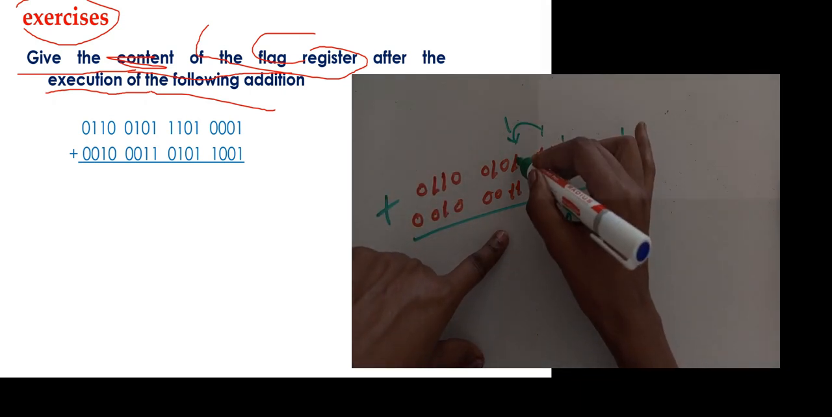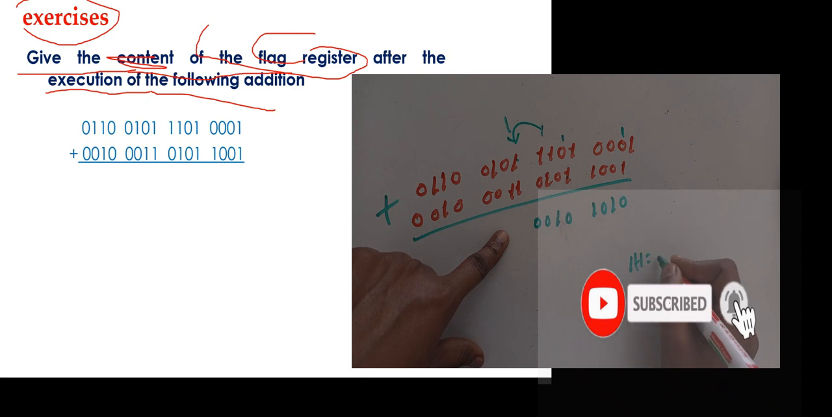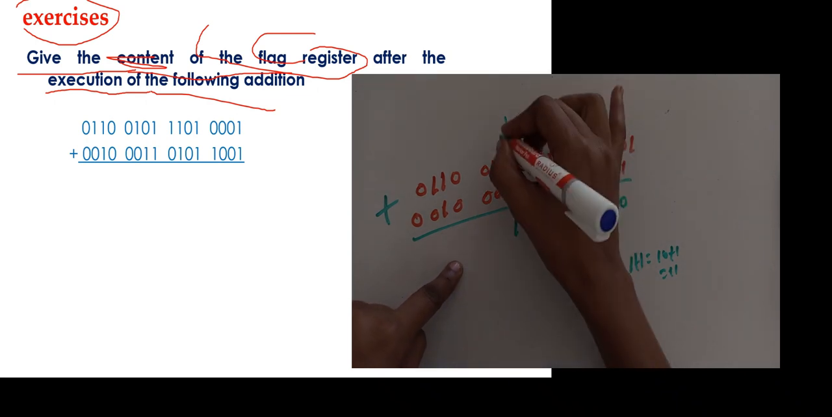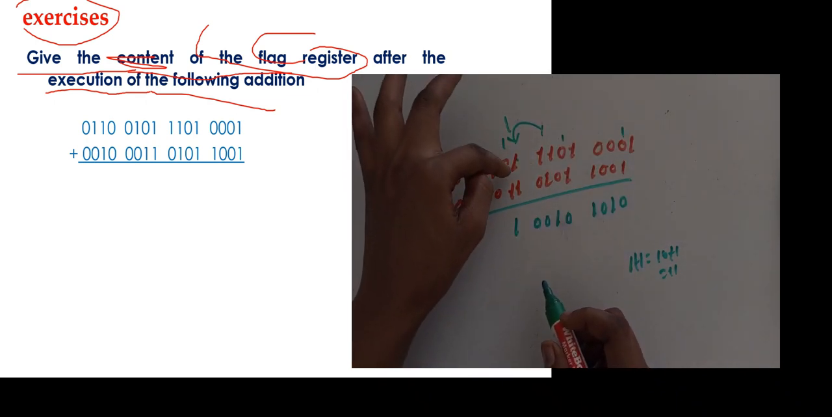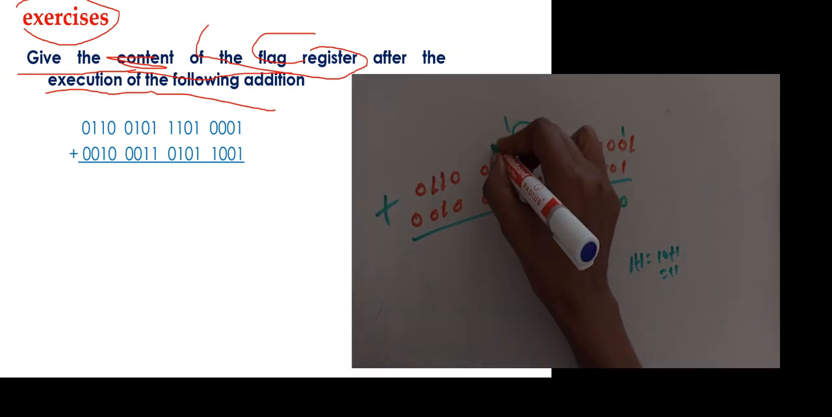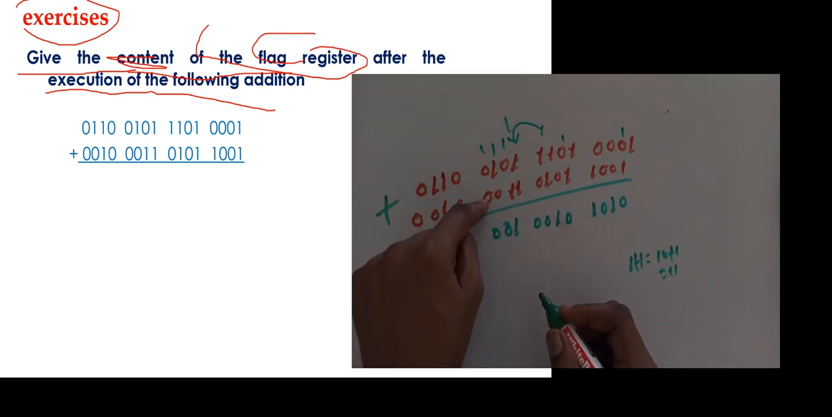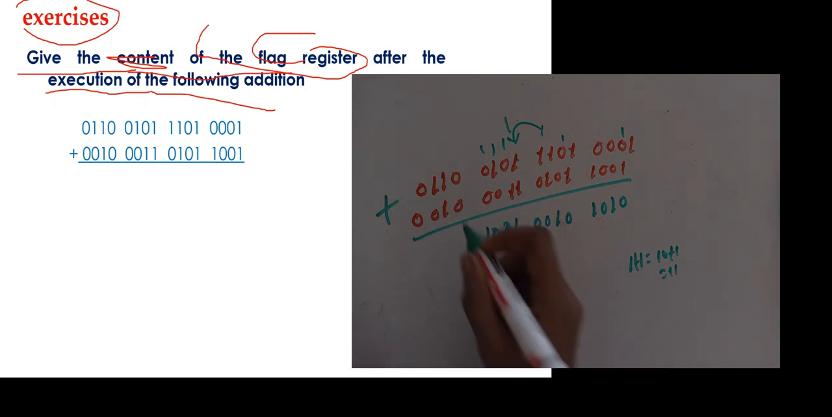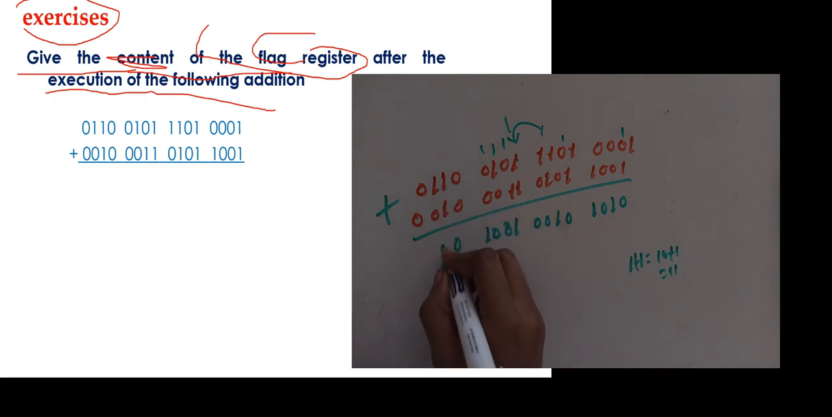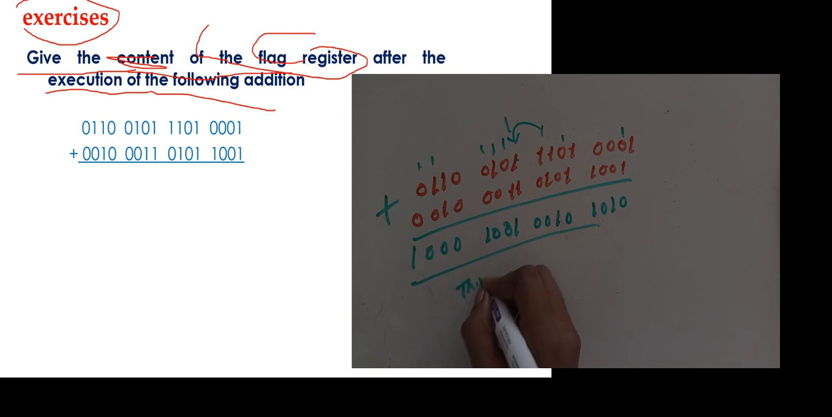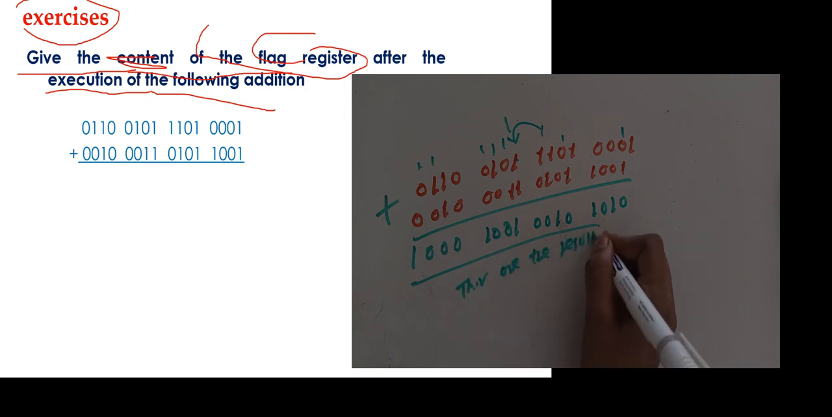So let's add this one. 1 plus 1 is 10, then plus 1 is 11, so 1 carry with 1. Then 1 plus 0 is 1. 1 plus 1 is 0, carry 1. Then 1 plus 1 is 0, carry 1. 1 plus 0 is 1. Then let's add this one. 1 plus 1 is 0, carry 1. 1 plus 1 is 0, carry 1. 1 plus 0 is 1. So these are the result.